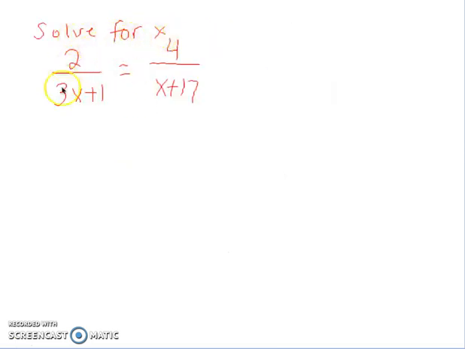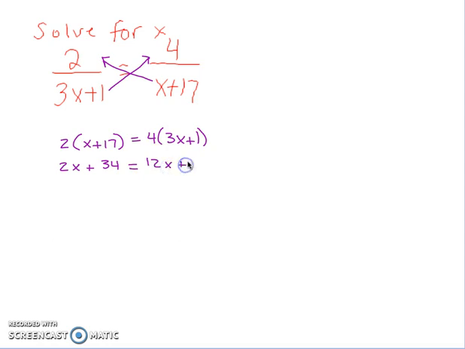To solve for x on this next proportion, you can see that we've got the variable in the denominators. To solve for x, we once again just cross multiply. When you cross multiply, you get 2 times x plus 17, equals 4 times 3x plus 1. When we solve for that, we get 2x plus 34 equals 12x plus 4. Then we further solve, trying to get the x's on one side.